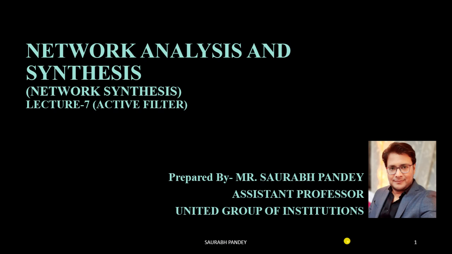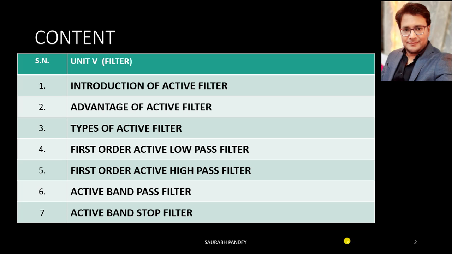Now moving to the next slide. These are the contents. First, introduction of active filter. Second, advantage of active filter. Third, types of active filter. Fourth, first order active low pass filter. Fifth, first order active high pass filter. Sixth, active band pass filter. And seventh, active band stop filter. Now moving to the next slide.